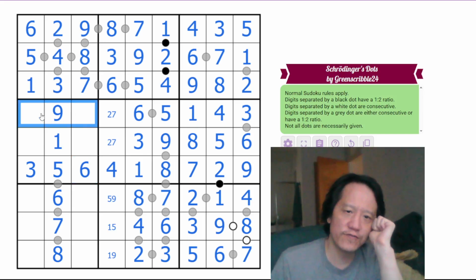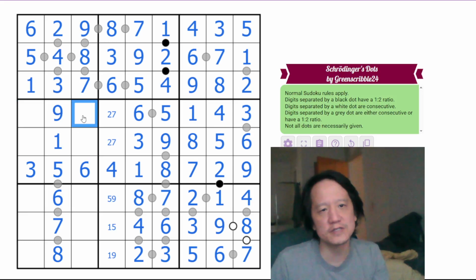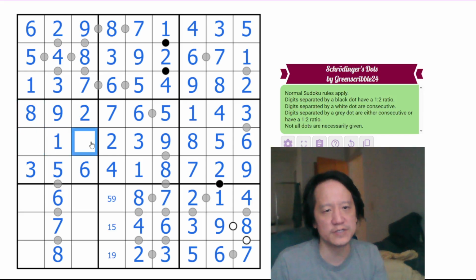Remaining digits in row 4, we have 2, 7, and 8. This can't be 7 or 8 because of the 7, 8 in the column, so this is 2, which makes that 7, which makes this 2, and makes that 8. Remaining digits in row 5 are 4 and 7. 7 can't be here because of the 7 in the column, so this is 4, that's 7.